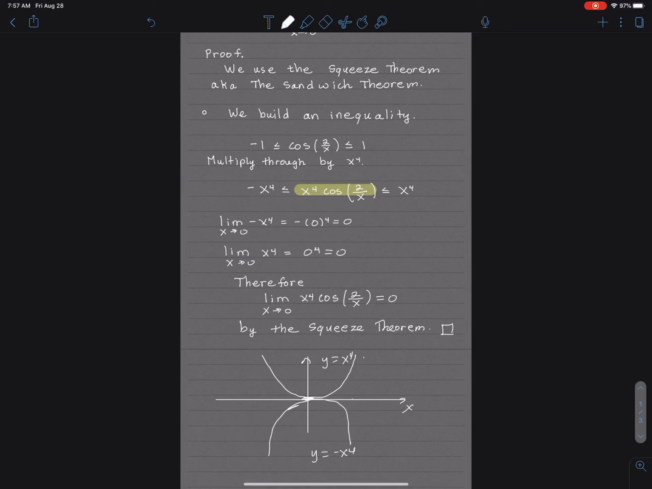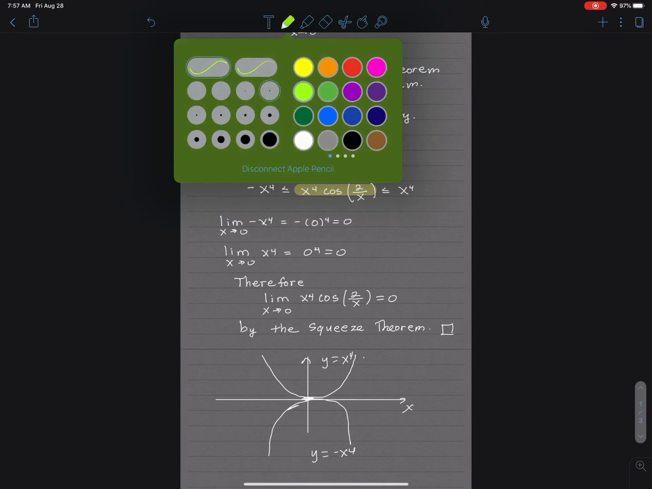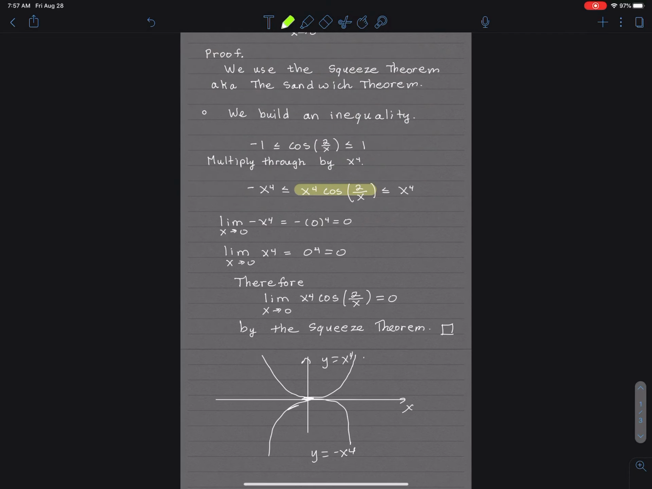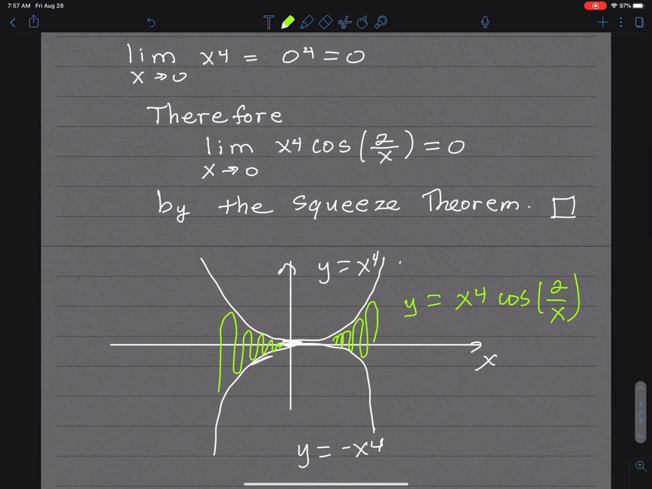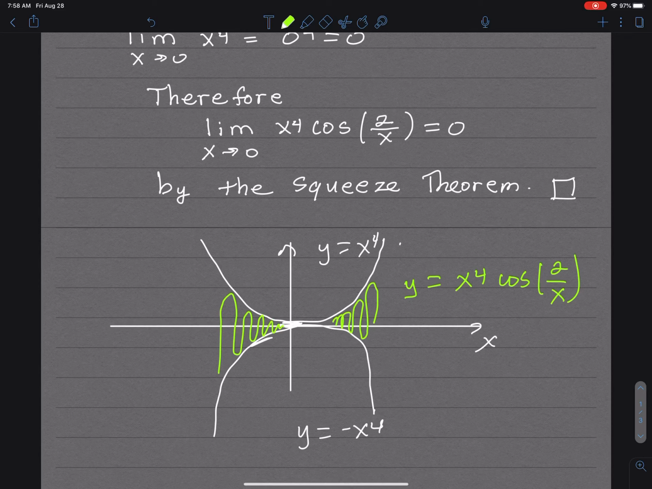What's going on is that this cosine graph is getting squeezed in between. It's not cosine of 2 times x or x over 2, it's 2 over x, so the thing starts oscillating. That's a whole other story of how that works out. But it's oscillating, and the x to the fourth acts like the magnitude of a cosine function, and that magnitude approaches 0. So it's getting squeezed in between the green x to the fourth and negative x to the fourth.